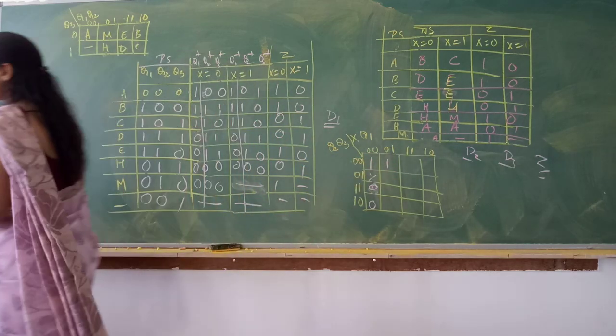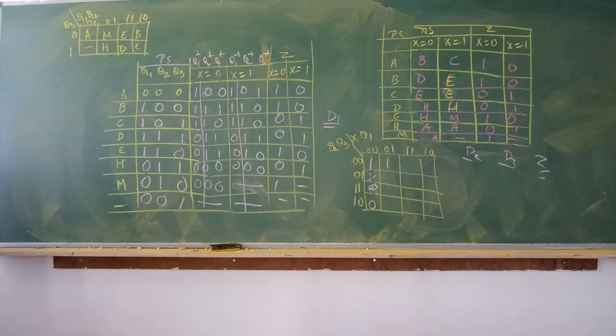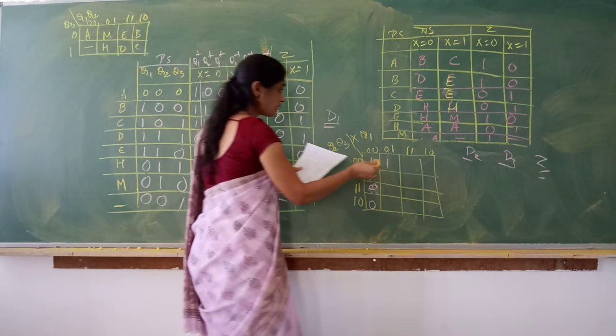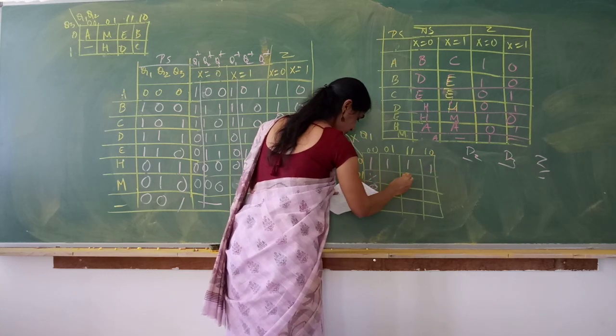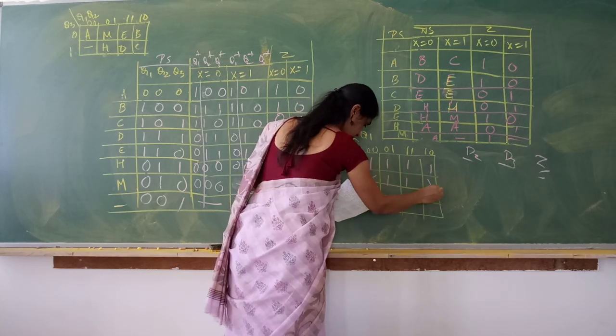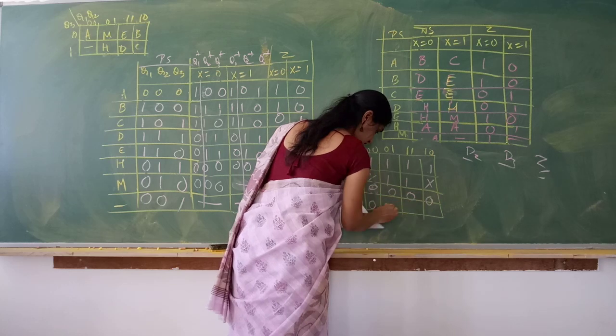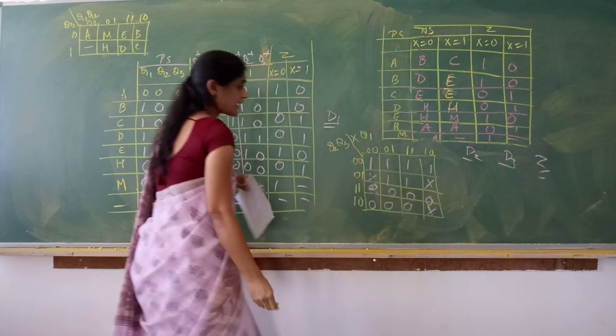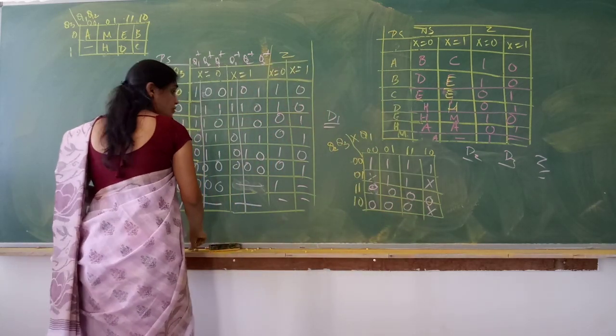So like this, you just read. I'll write it directly because I have already taken 1 hour to explain this. So I'll write it directly. Please analyze it and write it. Once you write this, the next step is to group the cells.